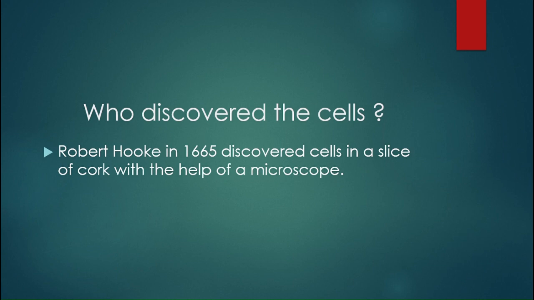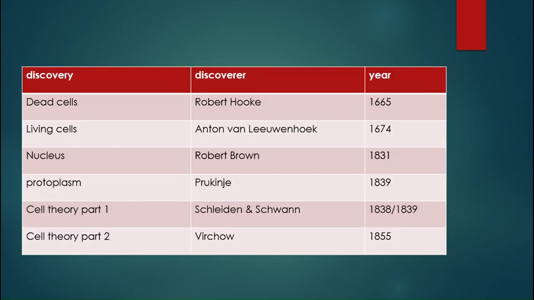So then, who discovered the cell? In 1665, Robert Hooke discovered a cell while performing an experiment on a slice of cork with the help of a microscope. Now here are the names of who discovered different things in these categories.